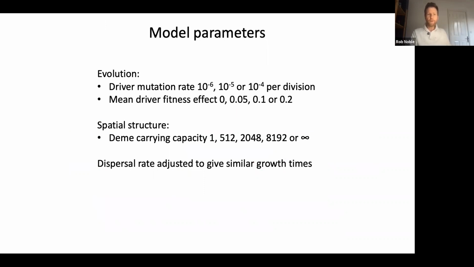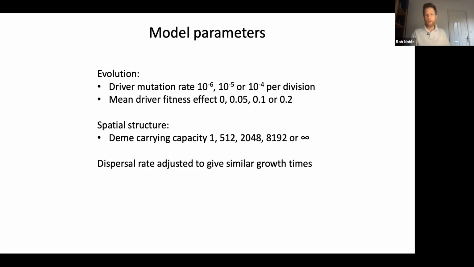So I set up the model with these parameters. We have a driver mutation rate. This is the rate at which the cells acquire beneficial mutations of either 10 to the minus 6, 10 to the minus 5, or 10 to the minus 4 per division. The central estimate of 10 to the minus 5 is kind of a consensus that various approaches have honed in on for typical driver mutation rates. It's an assumption many people make, so I went an order of magnitude either side. For the driver fitness effect, I looked at a wide range, up to 20%. And for the spatial structure, the deme carrying capacity, as I said, I considered orders of magnitude here. These are powers of 2.